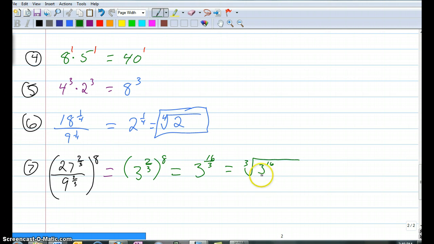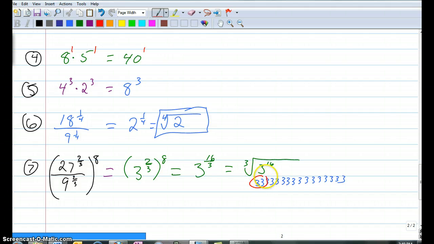Now, let's think about this for a minute. What does 3 to the 16th power mean? 3 to the 16th power means 3 times 3 times 3 times 3 times 3, and so on. Hopefully that's 16, I think. So that means there's 16 3's being multiplied here. But let's try and simplify. If we want to get out of cube root land, how many buddies do we need? We need 3 of them.